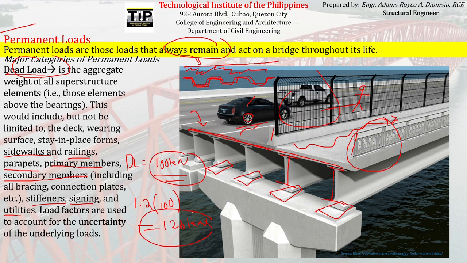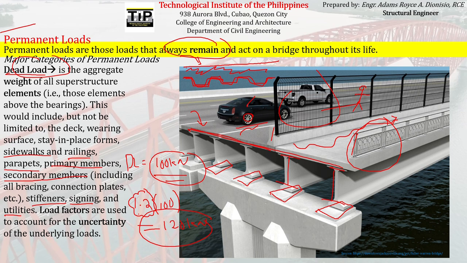Okay? So yung 1.2 na minultiply ko sa dead load na na-compute natin, which is the total weight of the dead load that we can see here, that is what we call the load factor. Load factor yan na tinatawag yung 1.2 na yan. That is an example of load factor. And what are load factors? Why do we multiply loads with a load factor? Simply to account for the uncertainty of the underlying loads.